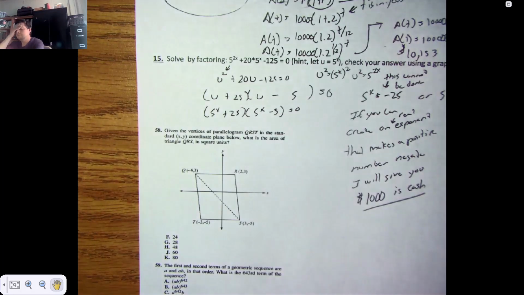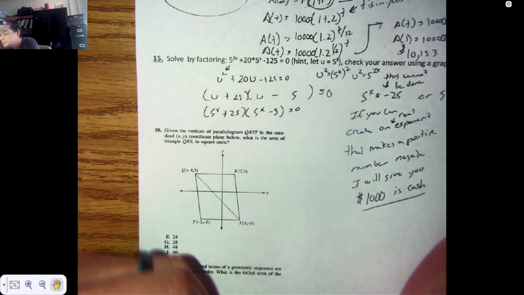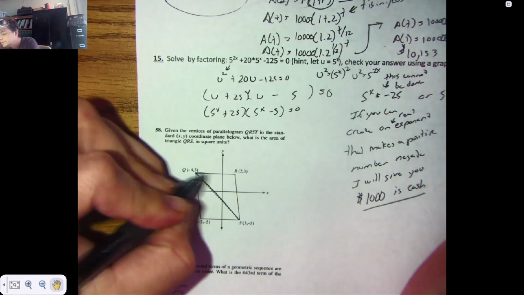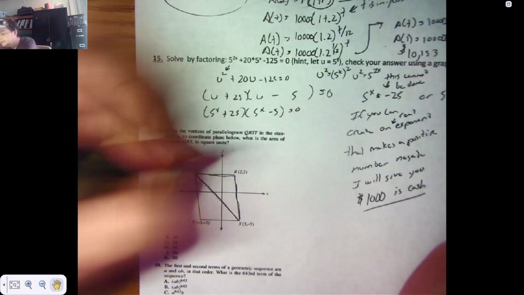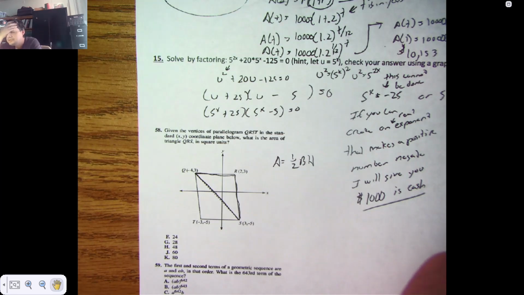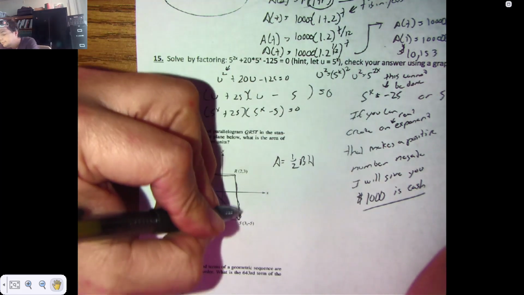58. This is find the area of a triangle. And I don't know why they put it at 58. It's supposed to be hard, but you're supposed to find the area of triangle QRS. That's this guy right here. Now, last I checked, the area of a triangle was 1/2 base height. I think they put it this far down because they think, oh God, if we slant the triangle, kids are going to miss it. No, you're not.